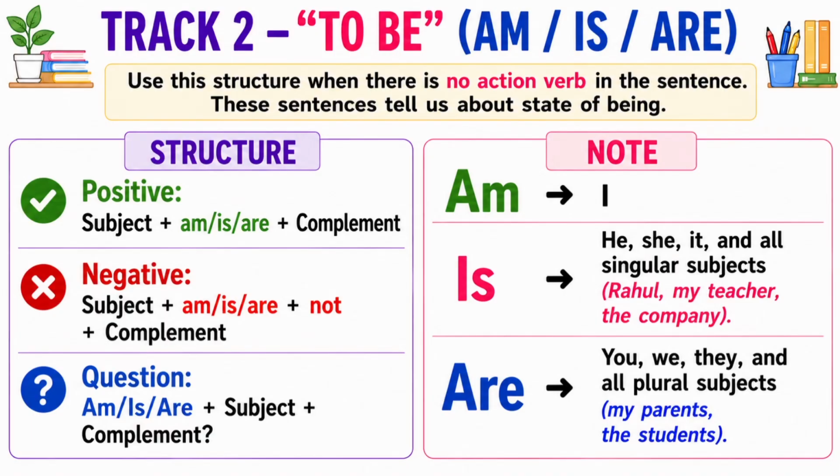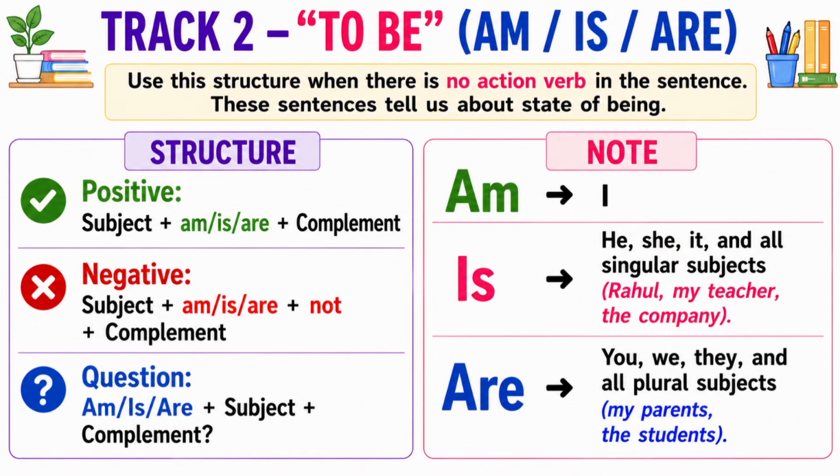For positive sentences, the structure is subject plus am, is, or are plus complement. For negative sentences, the structure is subject plus am, is, or are plus not plus complement. For questions, the structure is am, is, or are plus subject plus complement.